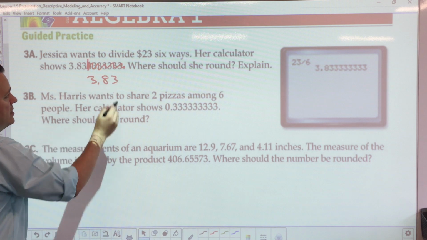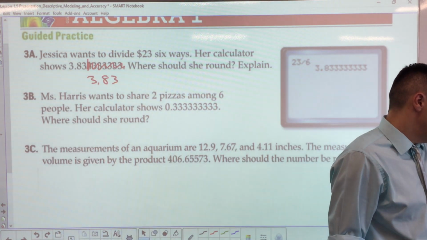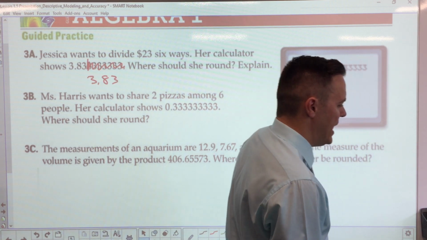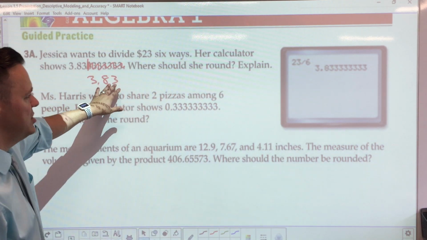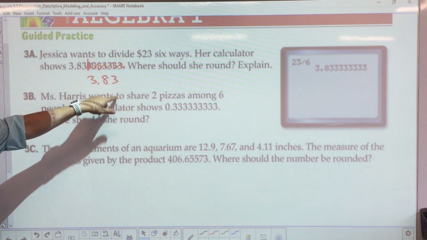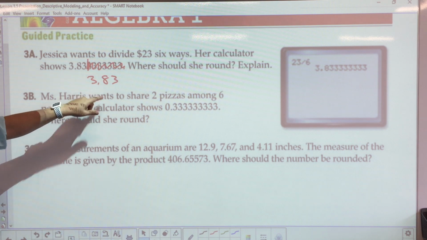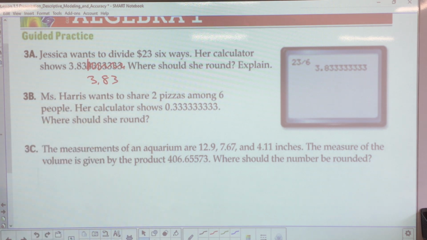3.83. Now, what's going to happen is she's going to want to change it, of course, to a penny. That's where she would round it. Would it work out? Yeah, because 6 times 3.83 is 22.98, so she'd be short 2 cents, so it would work perfectly.